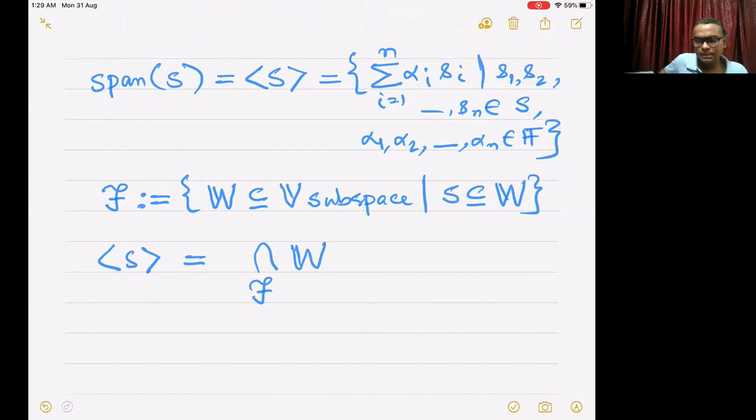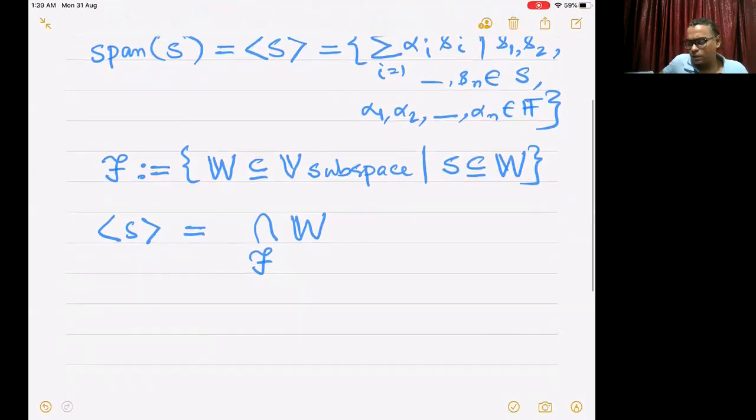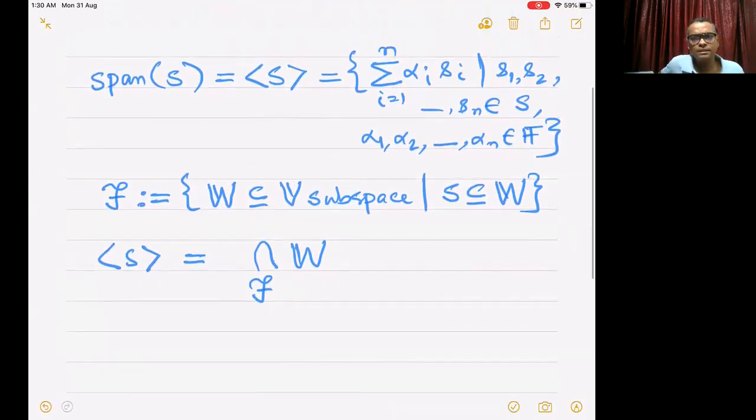Now note that in this situation, we don't have to restrict ourselves to sets S which are finite. S could be an infinite set also. But remember that when we are talking about the collection of all possible linear combinations, such linear combinations are defined only as finite sums. We can never talk about infinite sums of vectors.